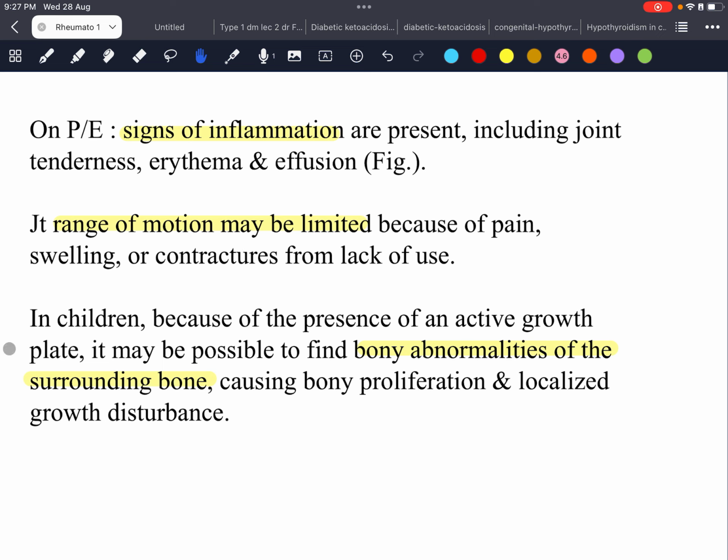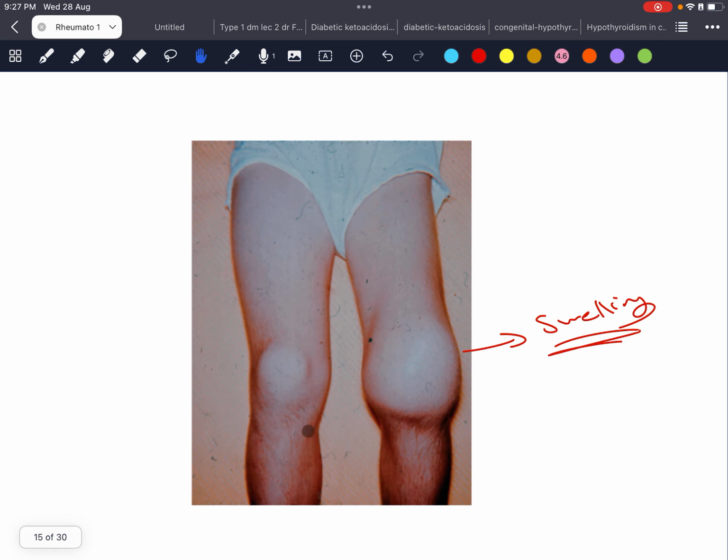Okay, in children the joint is enclosed to a growth plate. So it may affect it and lead to bone abnormalities in the bone near the affected joint and lead to growth disturbance. This picture shows the left knee with a swelling.